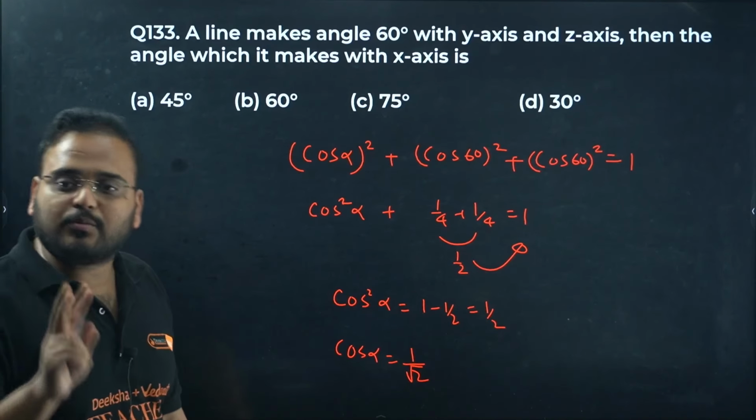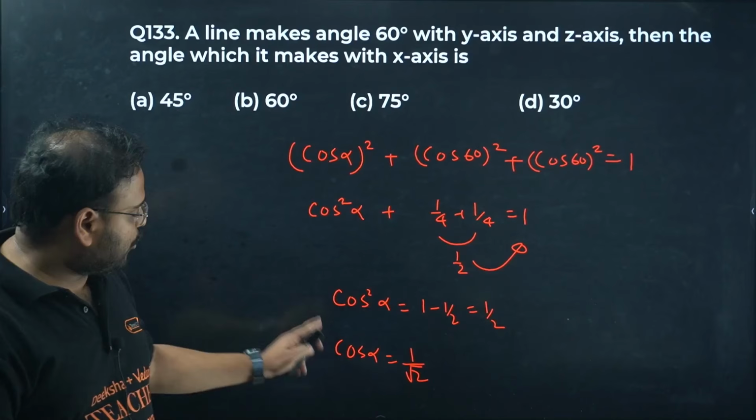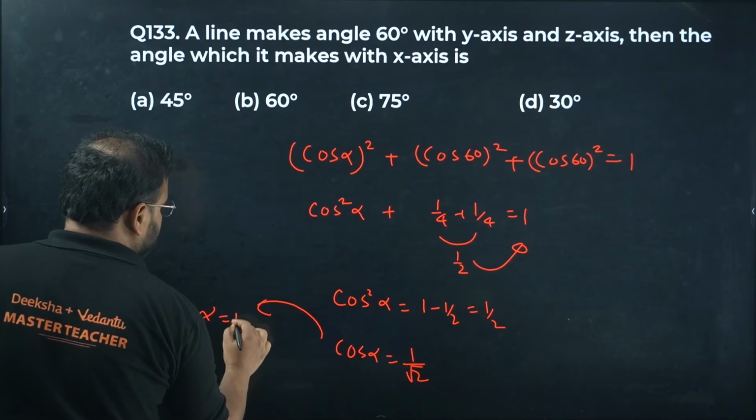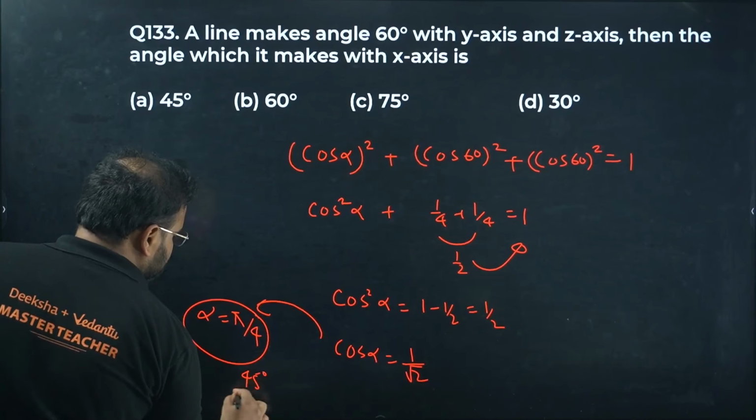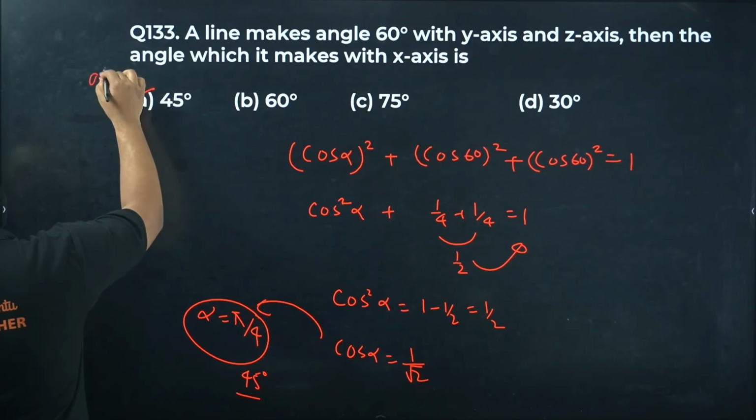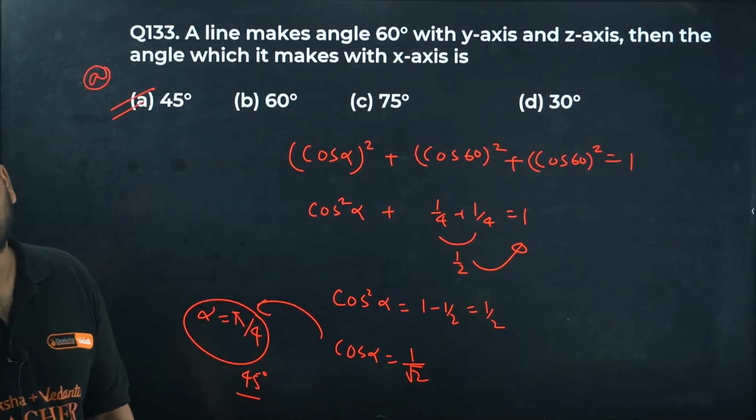1 upon root 2. Correct or not? 1 by 4 plus 1 by 4 is 2 by 4. It becomes 1 by 2. Goes over there. 1 minus 1 by 2 is 1 by 2. So cos alpha becomes 1 by root 2. Clearly, the alpha value is how much? Pi by 4. How much is this? 45 degrees. Cos 45 is how much? 1 by root 2. Option A. Got it? Please check.